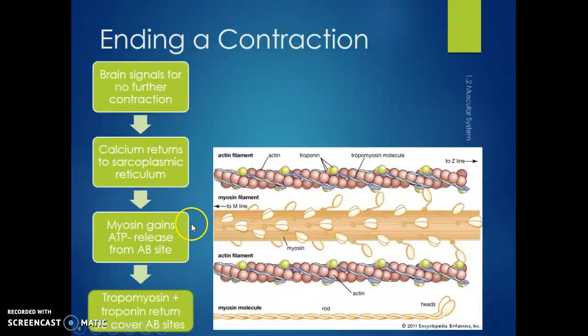The myosin here, in order to release from the actin binding sites, will have to gain another ATP to release it from the actin binding site so that the tropomyosin and the troponin will return to cover the actin binding site, so no further contraction can take place.